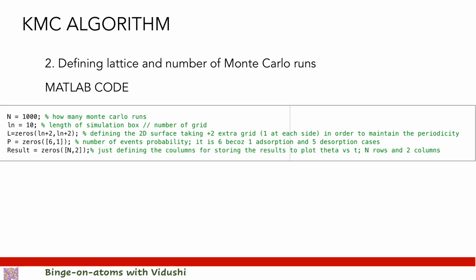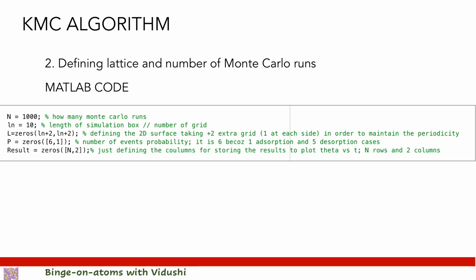Now before proceeding, we define the lattice and the number of Monte Carlo runs in our code. Here, the number of Monte Carlo runs n is taken to be 1000 because we aim for a simple trial run. Ideally, n should be taken very high. Ln equals 10 defines the size of the square lattice. We take our grid to be 10 by 10 in dimensions.